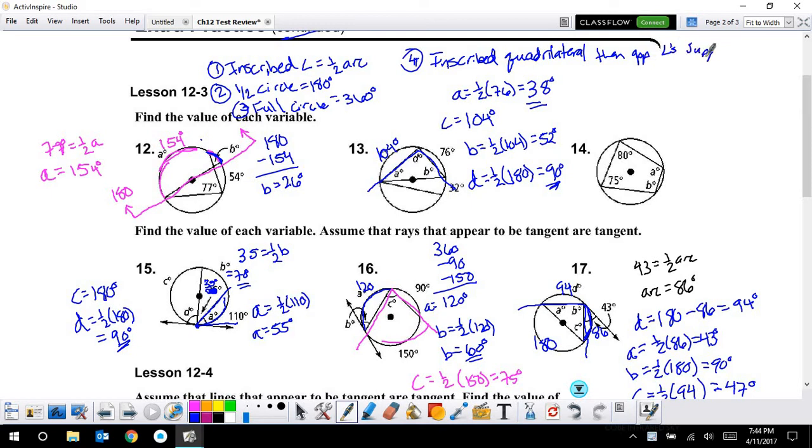Now, they're not equal, and you can kind of see that if you draw it, that they're not going to be equal. So in this case, we've got 80 and B are opposites, so they have to be supplementary. So 180 minus 80 leaves us with 100 degrees. For A, we've got 180 minus 75, so that leaves us with 105 degrees.